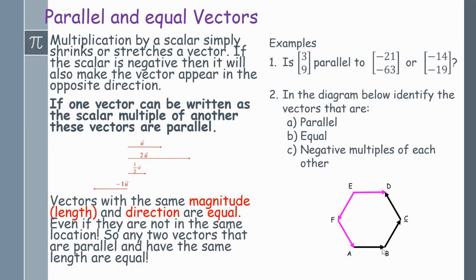So we know that multiplication by a scalar simply shrinks or stretches a vector. If the scalar is negative, then it will also make the vector point in the opposite direction. If one vector can be written as a scalar multiple of another vector, these vectors are parallel. Notice in this diagram, I have u, 2u, a half u, and -1u. These bottom three vectors are all scalar multiples, or just a constant times vector u. Even though some are in opposite directions, they are all parallel to each other. So these vectors are called parallel vectors.